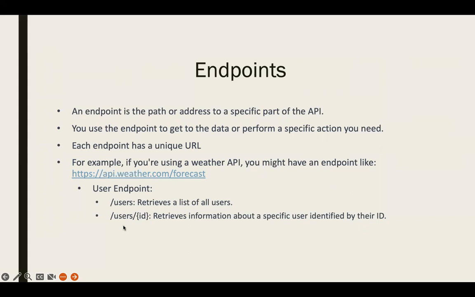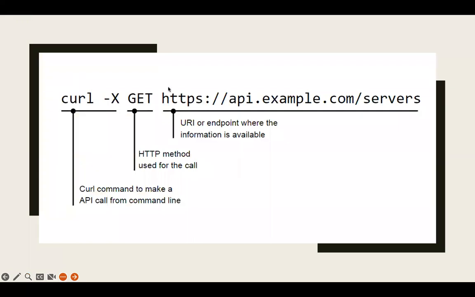Or if you're trying to request a list of users, you would use the get HTTP method, and then whatever the URL is, and then users. And then you can even get more specific and request a specific ID. So just to refresh, here's how you make an API request. Use the curl command, and then one of the HTTP methods, the URL, and then the endpoint at the end.